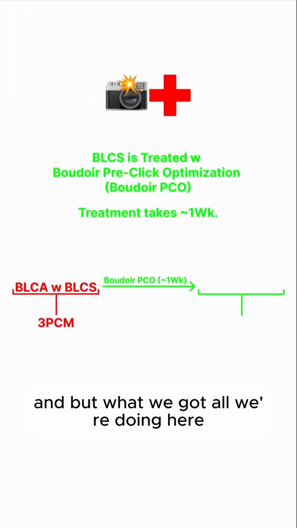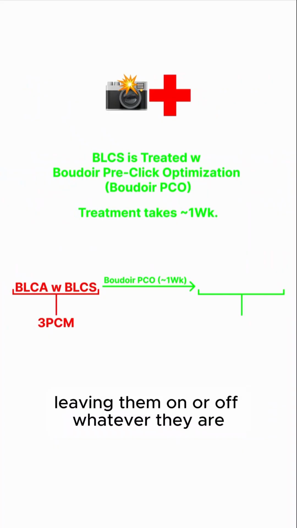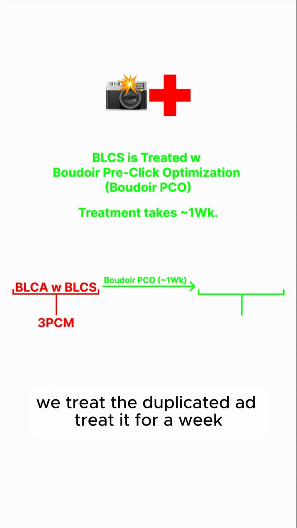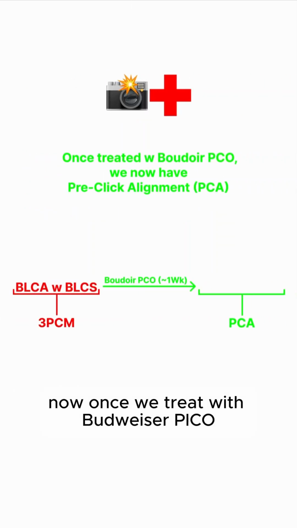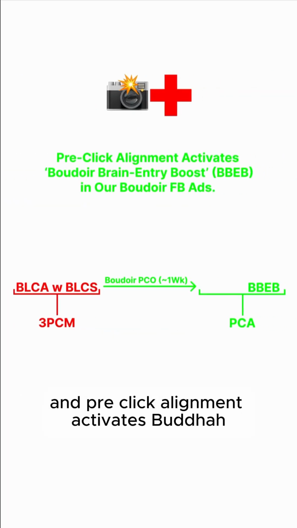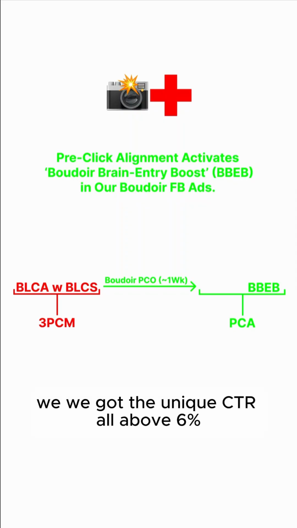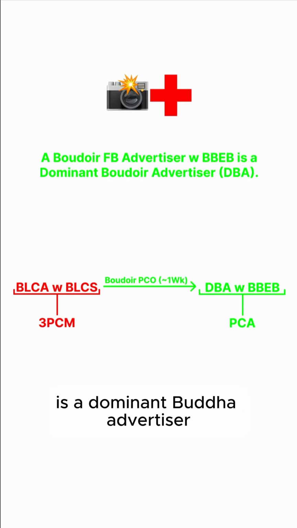And with Boudoir Pico, all we're doing is duplicating the current ads, leaving them on or off, whatever they are, and we treat the duplicated ad. So we don't touch the original, we treat the duplicated ad for a week. At the end of the week, we keep whichever one has better metrics. Now, once treated with Boudoir Pico, we now have pre-click alignment, PCA. So we get rid of the three pre-click mistakes, we've got pre-click alignment. And pre-click alignment activates Boudoir brain entry boost in our Boudoir Facebook ads. Basically, we've got the unique CTR all above 6%. And a Boudoir Facebook advertiser with Boudoir brain entry boost is a dominant Boudoir advertiser, a DBA.